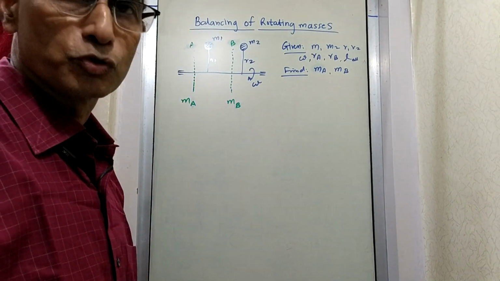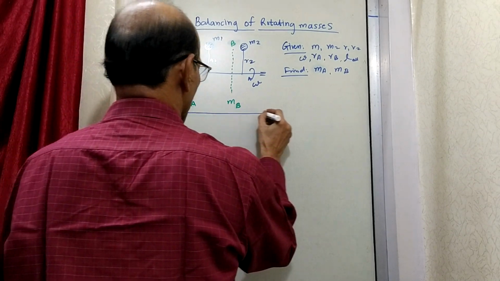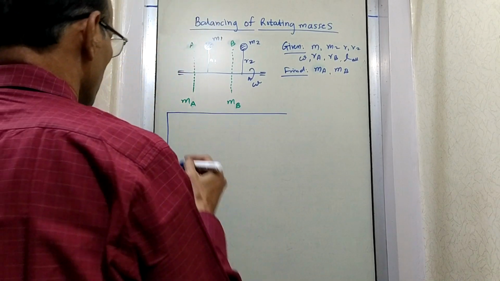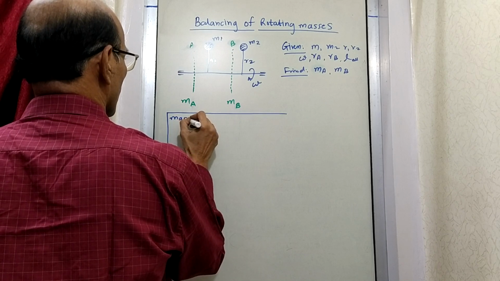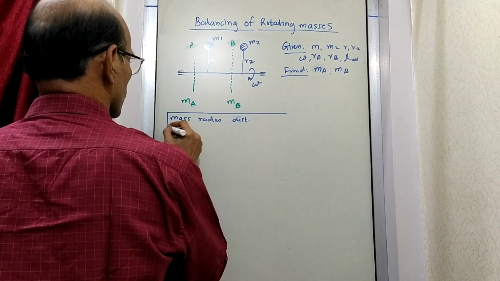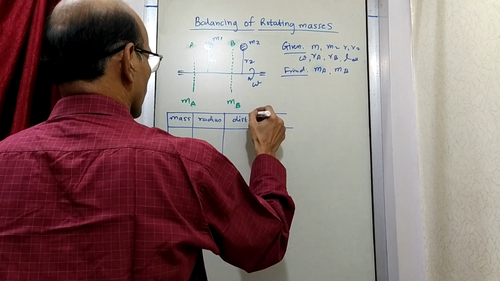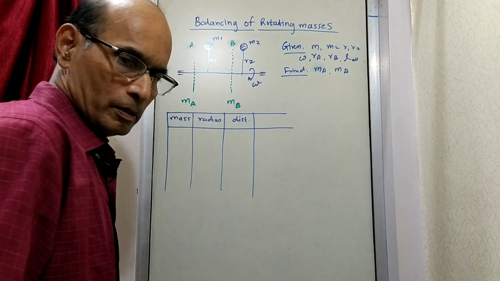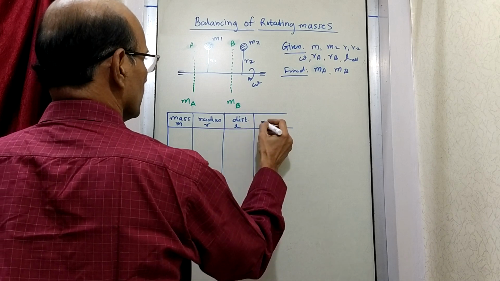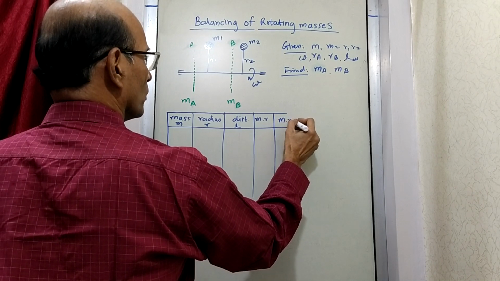So how is this problem solved? This problem is solved by starting with making a table. So let me make that table, which will consist of, you can write down, mass, radius, distance. So mass is M, radius is R, distance is L. So this is M into R, and this is M into R into L.